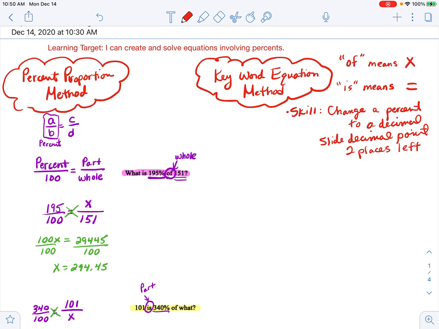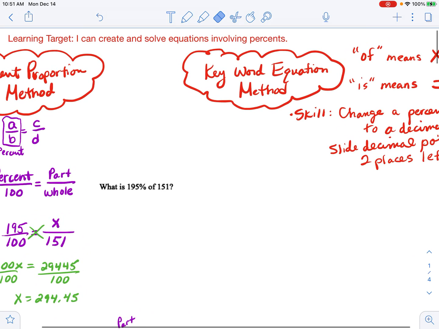And that's equivalent to dividing by 100. Now, if there is no decimal point, then you assume it's at the end, okay? Let's take a look and see how we would translate this first equation directly to an equation.